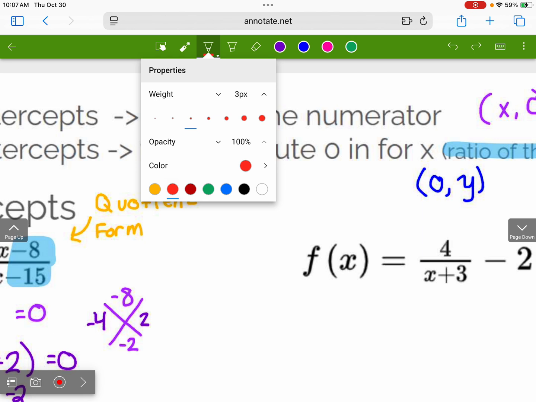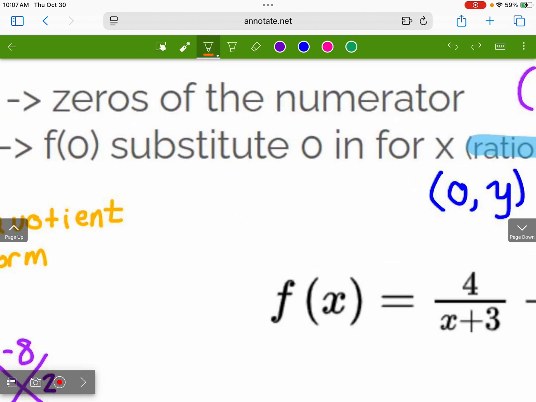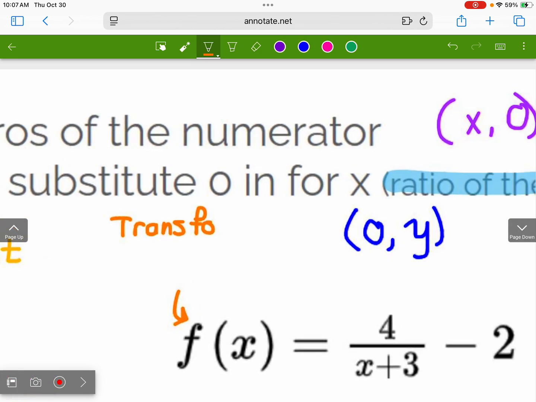This one on the right is in a different form. It is not the same as our quotient form. This one's in what we call transformation form. And honestly, this is the way we did a lot of our graphing when it came to Algebra 2. Transformation. Because we used a lot of A, H, and K to do graphing on this.